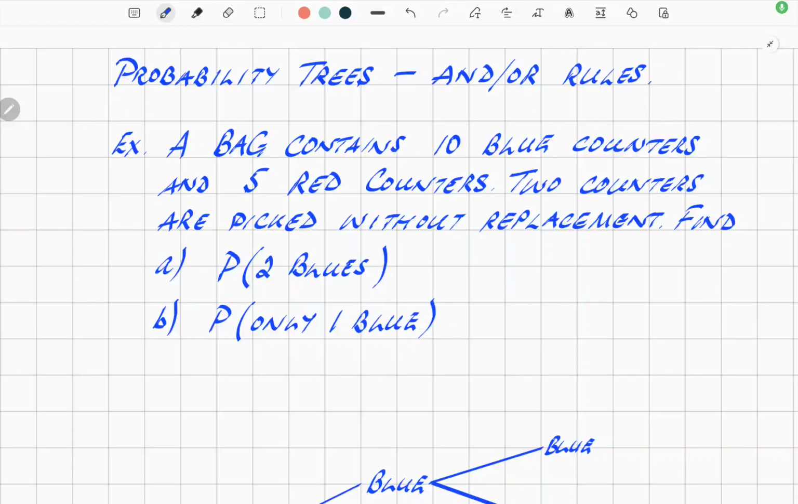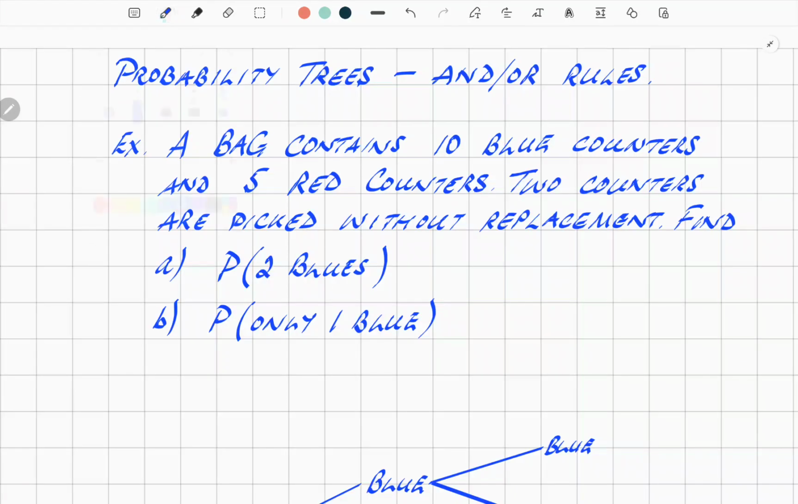Okay, so probability trees and the and or rules, Maria, right? So we'll start with a question to illustrate the whole thing. And the example is a bag contains 10 blue counters and 5 red counters.